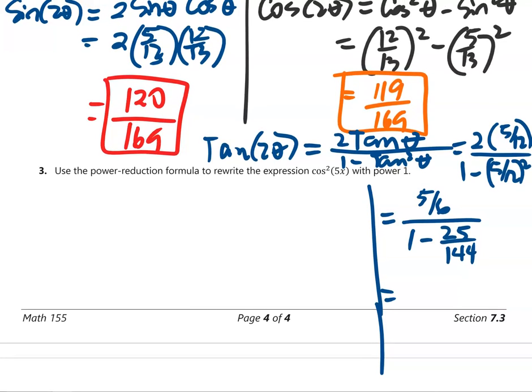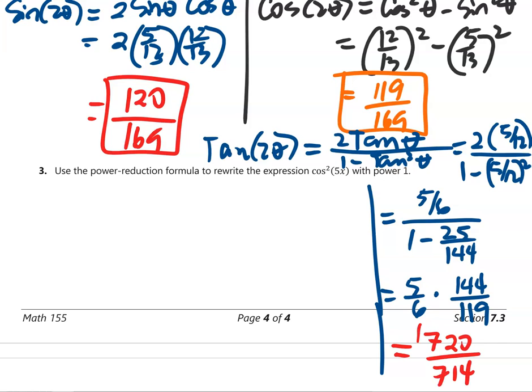So this is 5/6 times 144 minus 25 is 119/144, and the reciprocal of that is 144/119, and just multiply across. That is going to be equal to 720 over 6 times 119 is 714. So this is the answer.